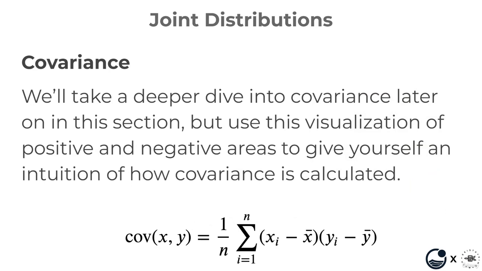So again, we're going to take a deeper dive into covariance later on in this section, but I want you to keep in mind that visualization of those positive and negative rectangular areas to give yourself an intuition of how covariance is actually calculated. And I would highly encourage you to literally just grab a pen and paper and diagram this out, and you'll notice the equation here is essentially the equation of the averages of the areas of rectangles. So even though this formula at first looks really intimidating, it's basically elementary school arithmetic here. It's just calculating the average areas of all these rectangles, but it's being clever in the fact that it's using things like the average x value and the average y value.